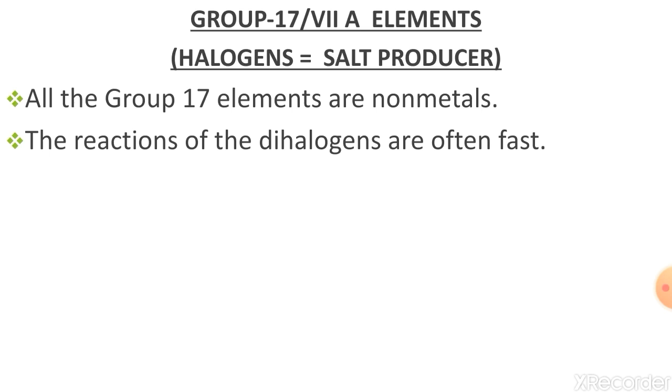Now some more points you have to note down: halogens are highly reactive, non-metallic elements. This is basically due to low bond dissociation enthalpy and high electron gain enthalpy value. So these are some general properties about halogens.